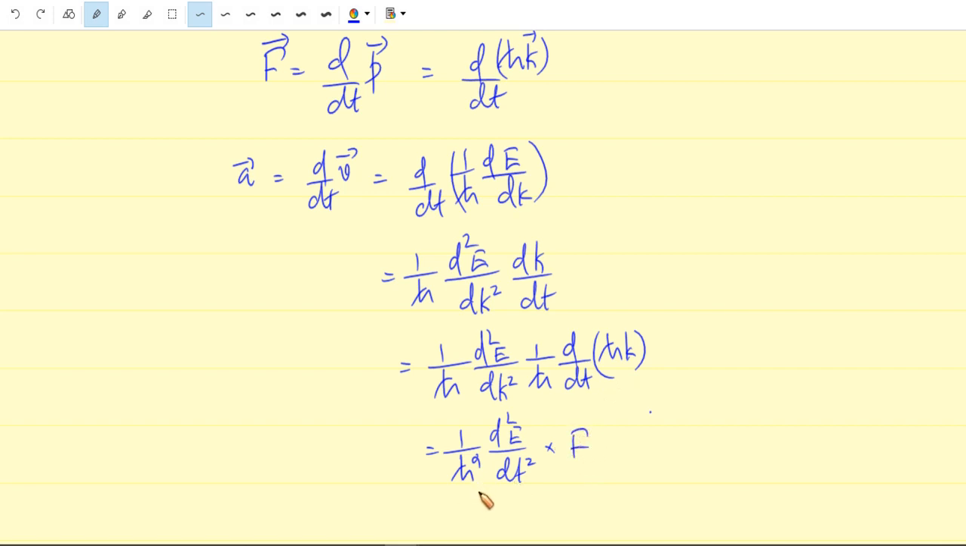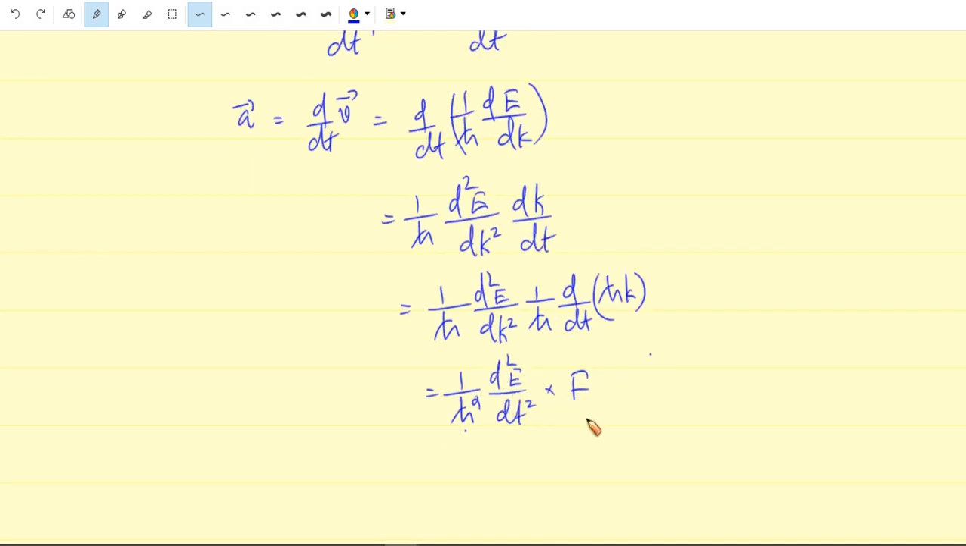Okay, so we can take this thing to the denominator. Therefore, the acceleration of the particle A is equal to F divided by ħ² divided by d²E by dk². Okay, and so force divided by something, so this something will be a mass. This mass is called the effective mass of the electron in this potential.